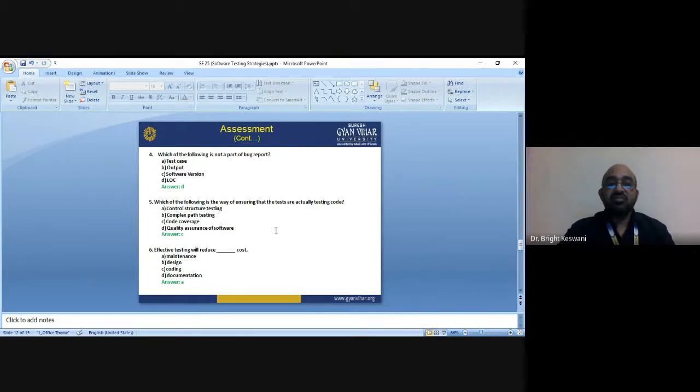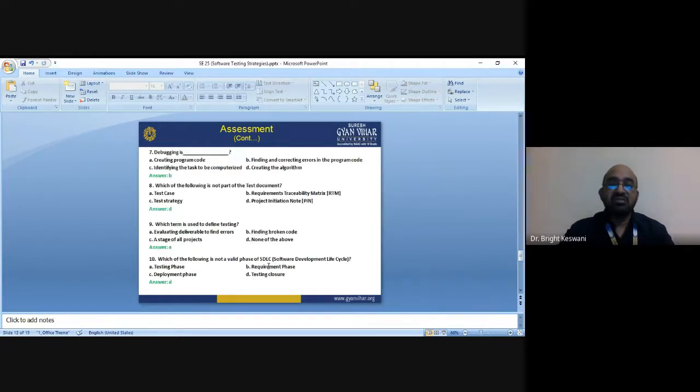Which of the following is not a part of the bug report? Test cases, output, software version, and LOC, line of code. Yes, line of code is not part of a bug report. Which of the following is not a way of ensuring that the tests are actually testing code? Control structure testing, complex path testing, code coverage, or quality assurance of software? The answer is code coverage. Effective testing will reduce maintenance cost, design cost, coding cost, or documentation cost. Maintenance cost is the right answer.